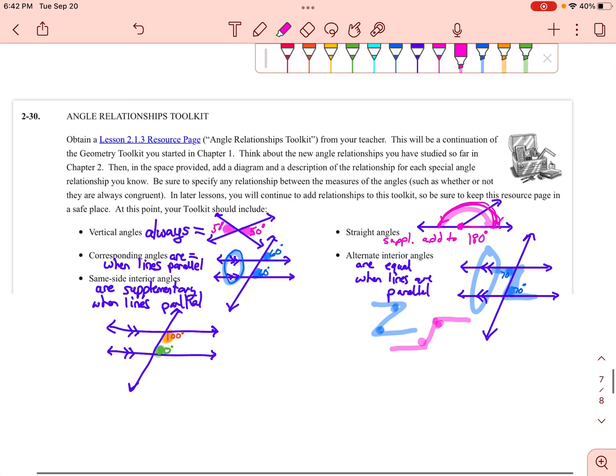And this is the main idea of 2-12 and 2-13. Please make sure all of this is in your paper notes so that you can use this on your tests and your quizzes.